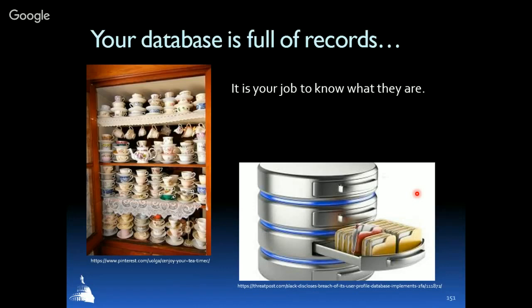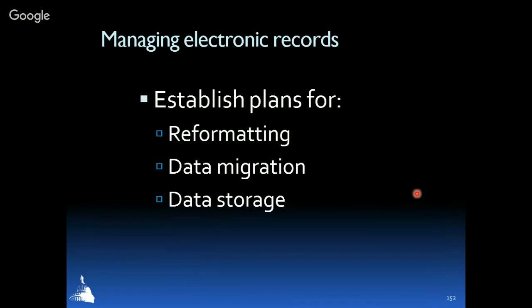Records officers need to have an understanding of what information is contained in their databases, and then, of course, how to manage it. Part of managing electronic records requires establishing plans for reformatting, plans for migrating data, especially electronic records that have a retention period of 10 years or longer. Platforms expire, become obsolete, and plans for record storage in order to store it less expensively once the records are no longer accessed frequently.